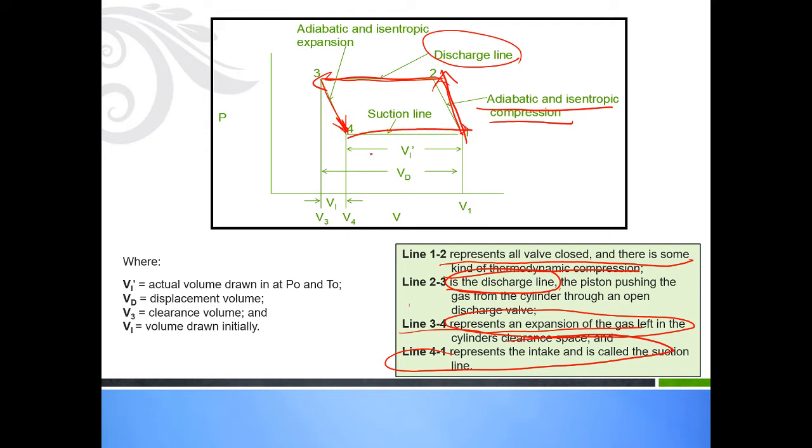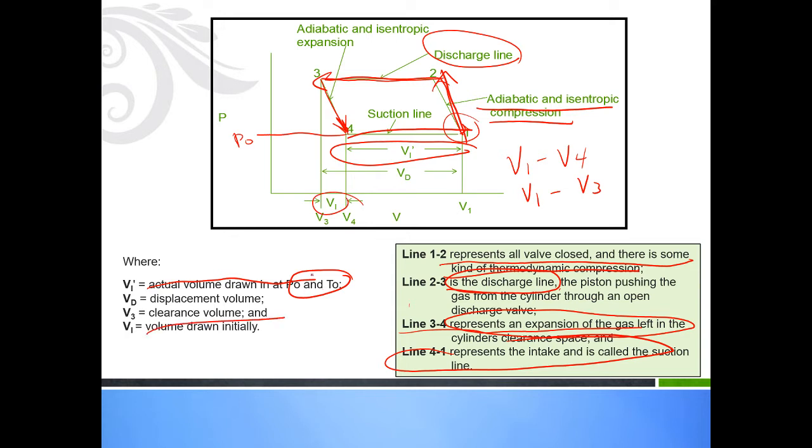So, meron tayong names for the different volumes. Yung V1 prime, ito, yung difference ng V1 and V4, yan ay yung actual volume drawn in, okay, at P0 and T0. So, this is the P0. Okay. Yung VD, displacement volume, yan ay yung V1 minus V3. Okay. Clearance volume, yung V3. Okay. V1 is the volume drawn initially.